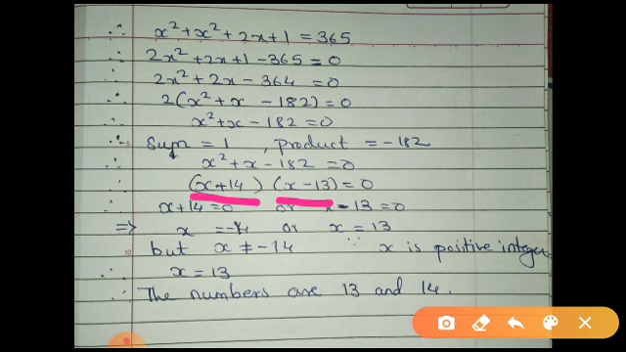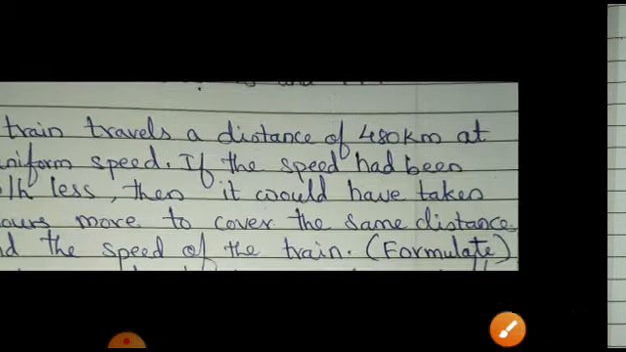Again, the question said it was what? Consecutive positive integers, and hence this value won't exist. Only the value of x that we will take is 13. Okay, so we need to find the consecutive positive integers. One we got is 13, so the next number is x plus 1, that is 14. Okay, hope this question is clear.